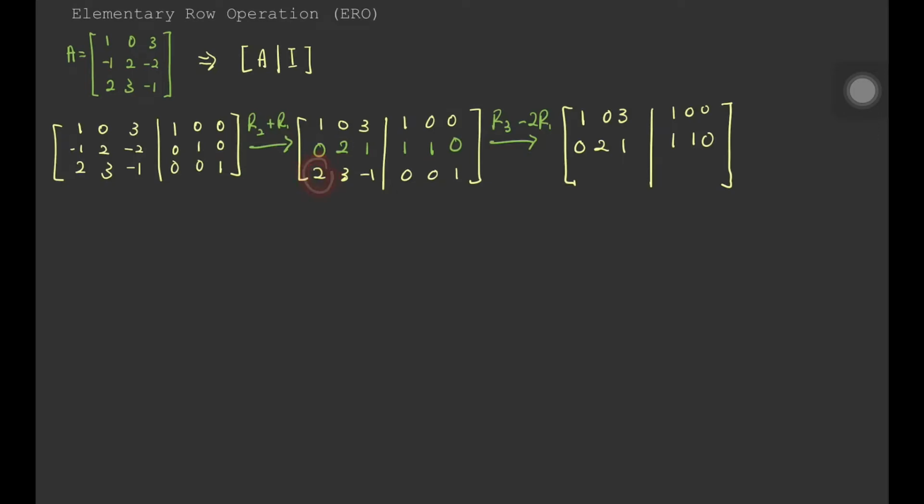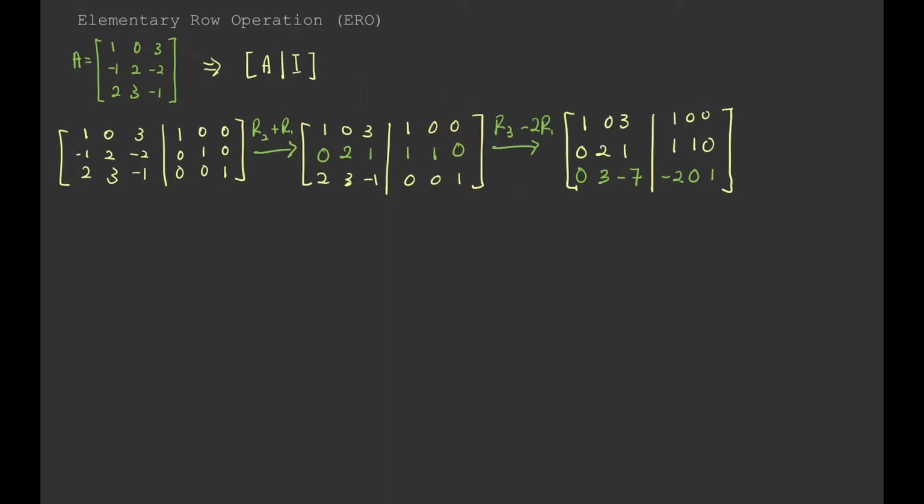2 minus 2 times 1 will be 0. Next, we have 3 minus 2 times 0 will be 3. Then we have negative 1 minus 2 times 3, we have negative 7. Next, 0 minus 2 times 1 will be negative 2. After that, 0 minus 2 times 0 is equal to 0. Last one, 1 minus 2 times 0 is 1.